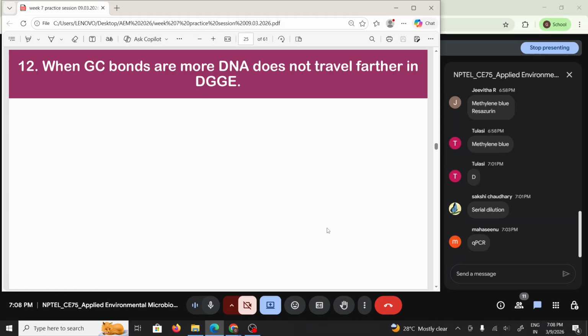Okay, another true or false question. When GC bonds are more, DNA does not travel farther in DGGE. So for this, you have to know what a DGGE is. I'll give you some time to think, and then after that I'll tell you what a DGGE is.